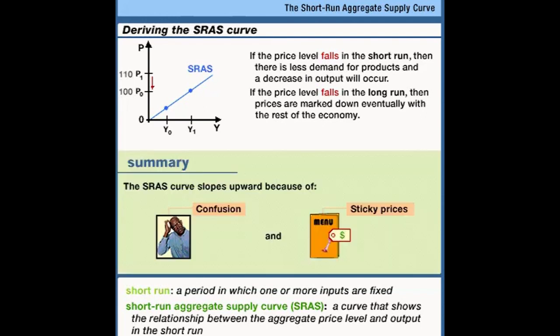Next, we're going to look at how labor contracts can give us the same upward sloping aggregate supply curve in the short run.